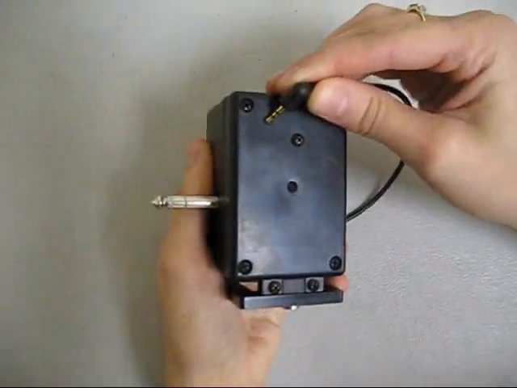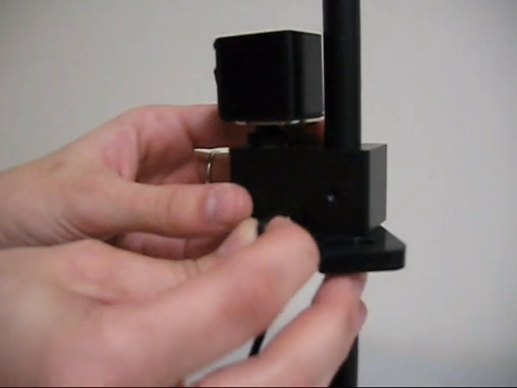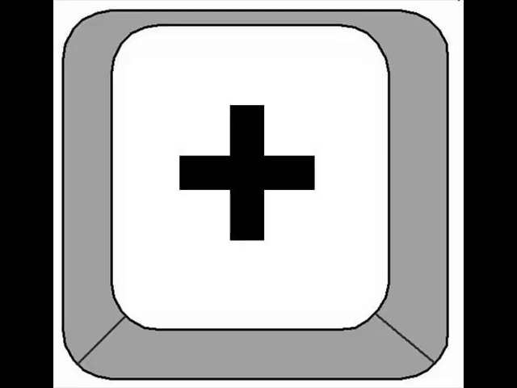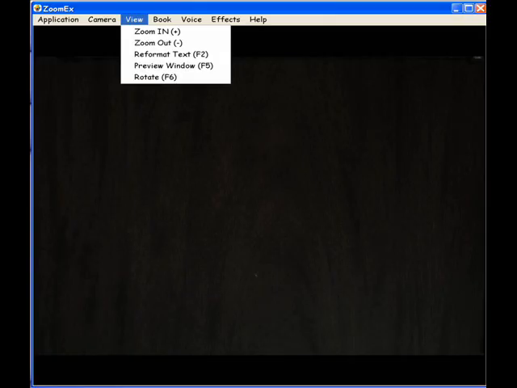Note: in order to use keyboard commands to zoom in and out, make sure the control cable is connected to Zoom-Frog, then to the small box on the arm, or they will not work. To zoom in on an object, press the plus key on your keyboard. You can also zoom in on an object by going up to View on the menu bar and down to Zoom In.